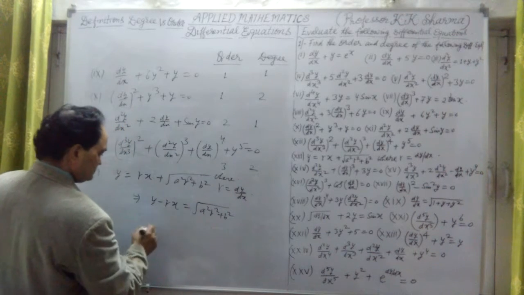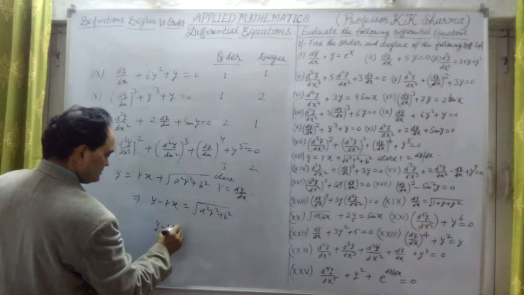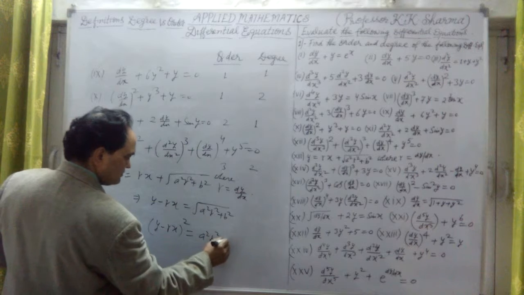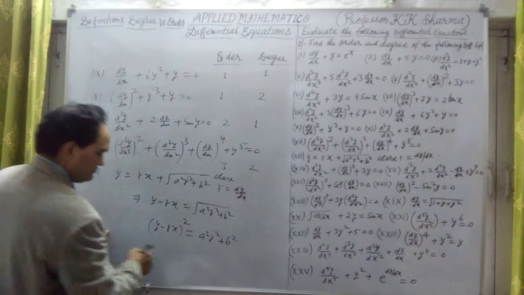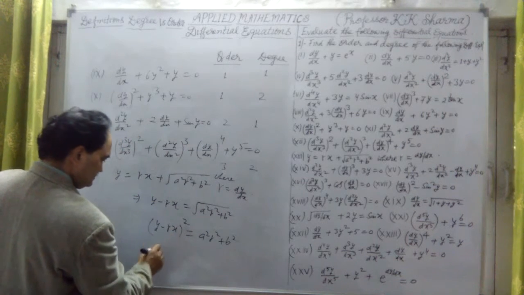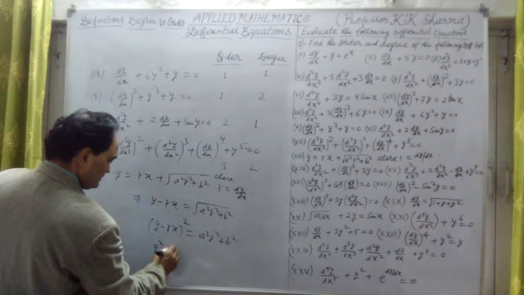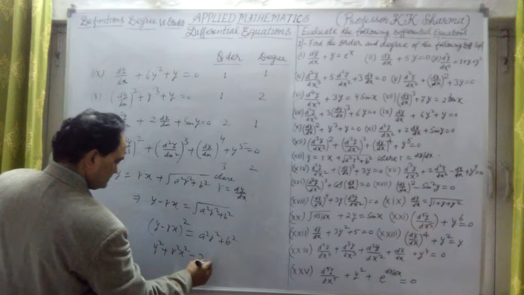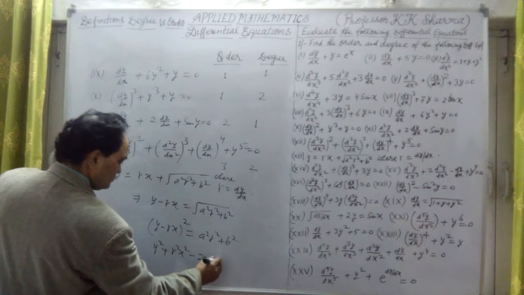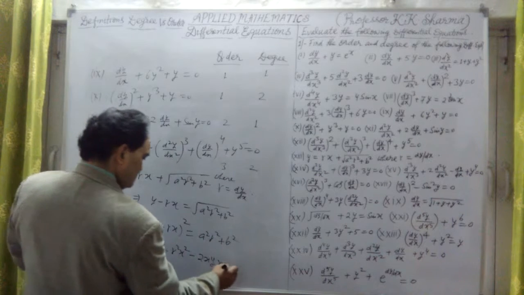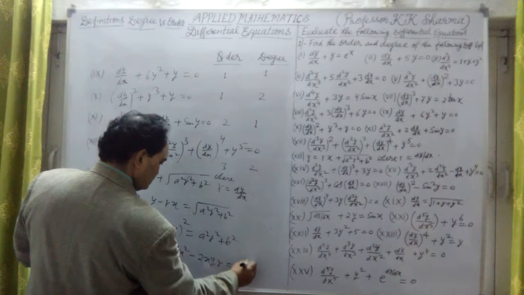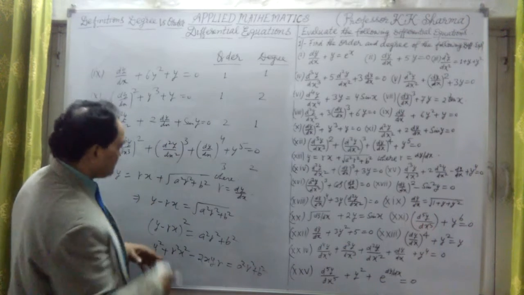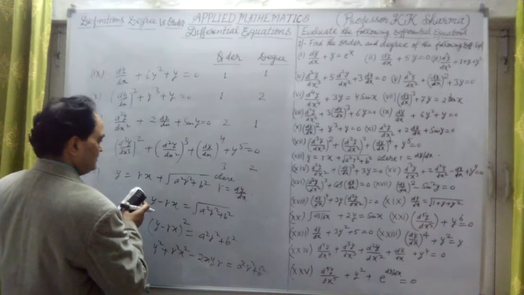First square this equation. It will be y minus r x whole square equal to a square r square plus b square. If I again open this, it will be y square plus r square x square minus twice x y into r is equal to a square r square plus b square. Now we have to substitute the value of r.